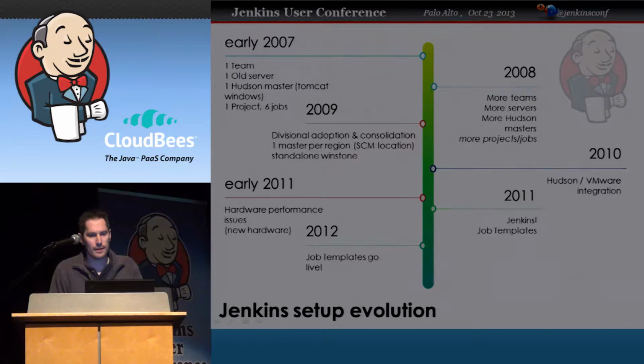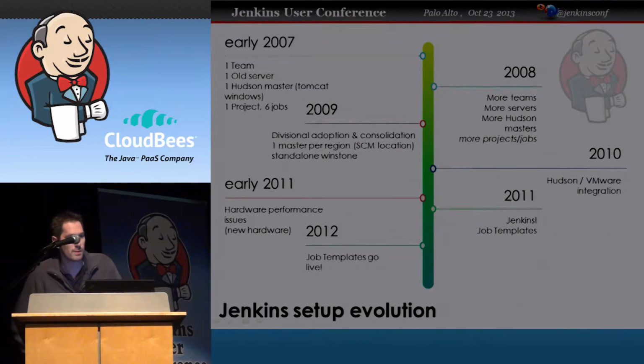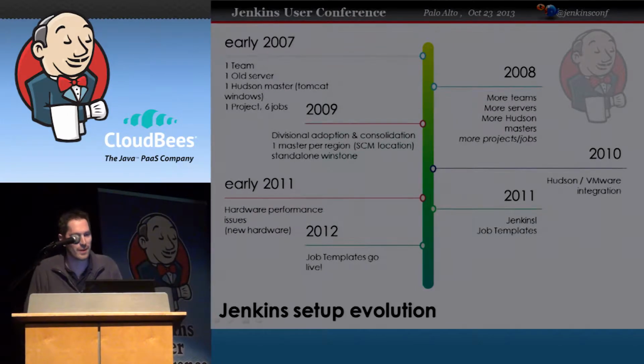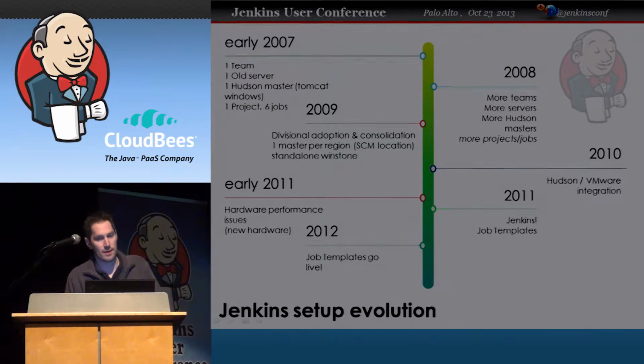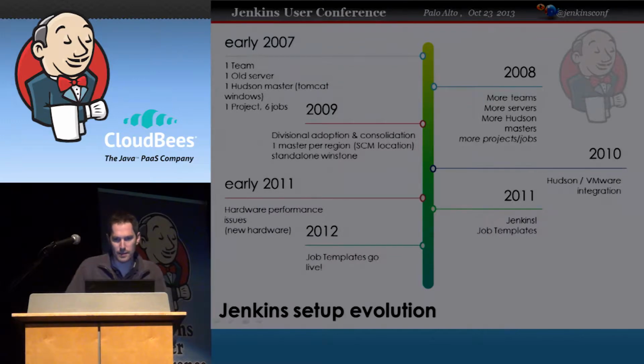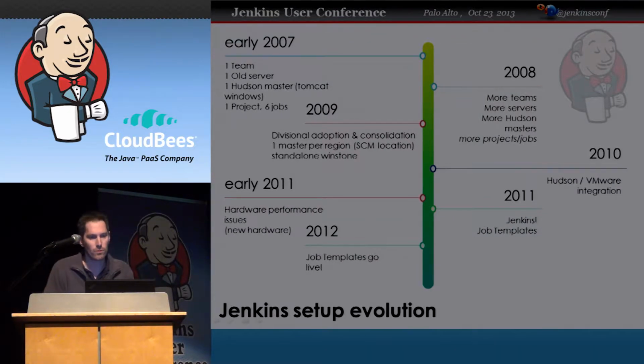So along the way, we started with Hudson. We then used the InfraDNA products. We then moved over to Jenkins. We then moved over to CloudBees Nectar. We then moved to CloudBees Enterprise plugins as things get renamed. And in 2012, the templates went live for jobs. And I'll discuss a bit more about templates in a minute.